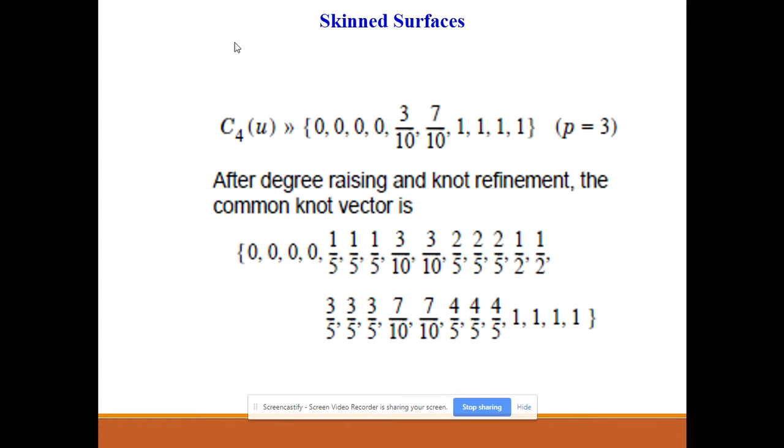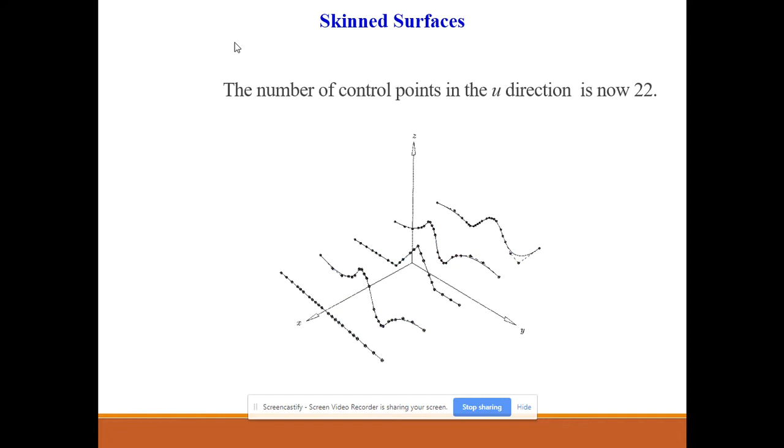After the degree raising and knot refinement, the common knot vector is given as below. As you can see, the common knot vector is a pretty large number. This helps us see how skinned surfaces are really big and difficult to compute. The number of control points seen in this figure is 22. As you can see, the number increases.